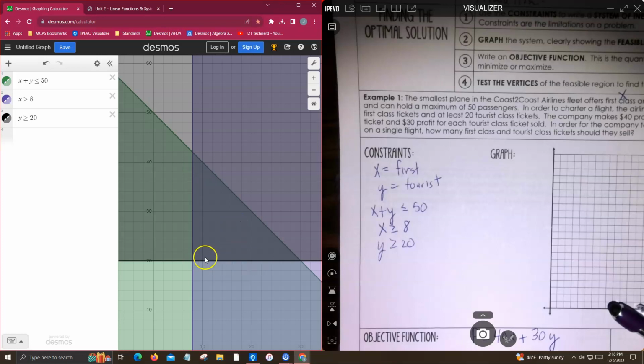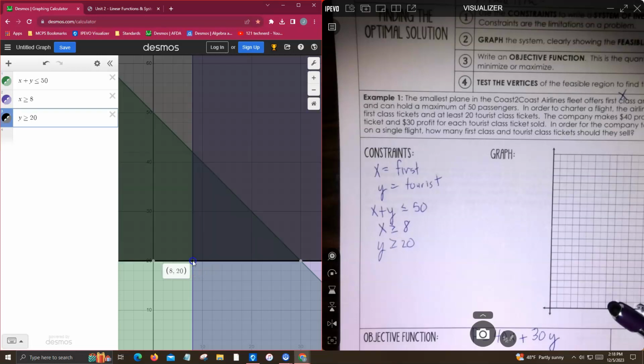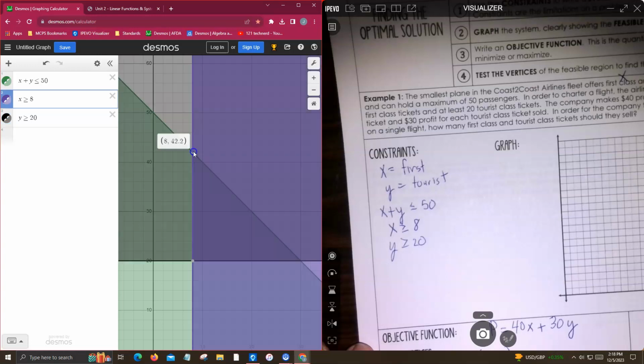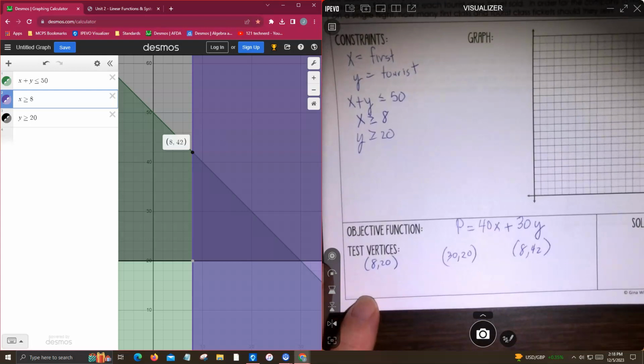All we have to do, and Desmos makes it really easy, is find those points. So (8, 20) is one of my points, so I'll test (8, 20). What's this one over here? (30, 20). Got to test that one. I think that's a no-brainer right there. And then the last one is (8, 42). So these are the 3 points that I have to test.